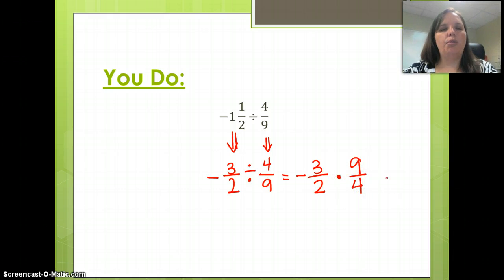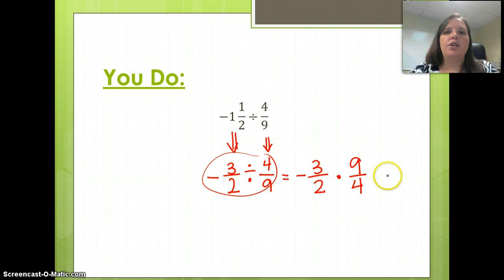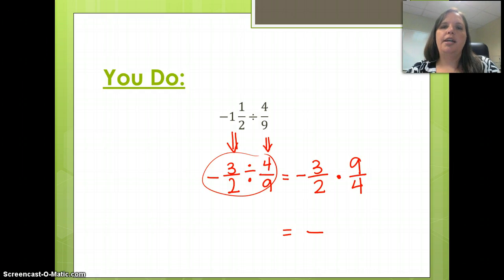One of the mistakes people will make is trying to cancel when it's in a division problem. You cannot cancel until you have it as a multiplication problem. So you may have been tempted at that point to start cross-canceling, but that only works when we're talking about multiplication. So if we're looking at this, we have a negative times a positive. Our answer is going to be negative. Same signs have positive answers when multiplying or dividing. Different signs have negative answers.